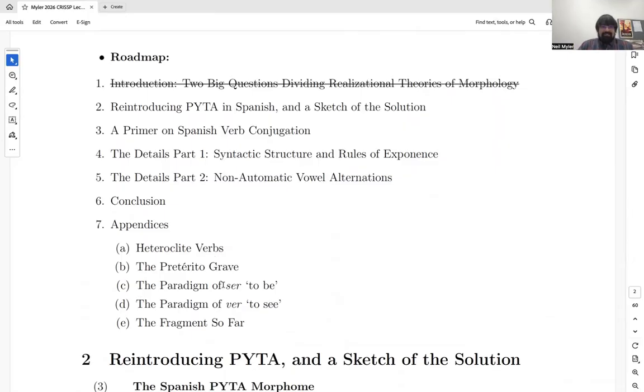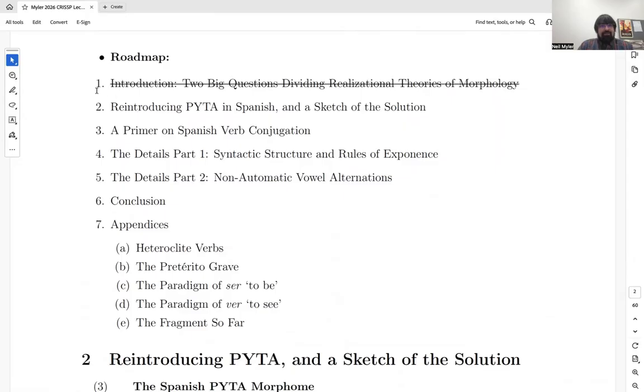So Appendix C is about ser, which is one of the B verbs. Appendix D is about ver, which is the verb to see, which raises special issues. And then I'll give you a little overview of the general content of Appendix E, which is the entire fragment so far, minus a few of the rules that are discussed but not formulated in the appendix on the pretérito grave. Yeah, so that's where these are going to go.